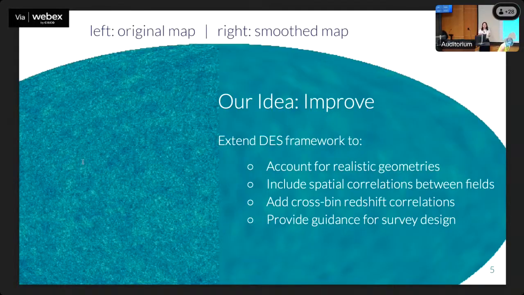Our idea is to improve and extend this DES framework to account for realistic geometries. That is, for DES, we have 4 different deep fields scattered across the sky, and we include the spatial correlations between the fields.